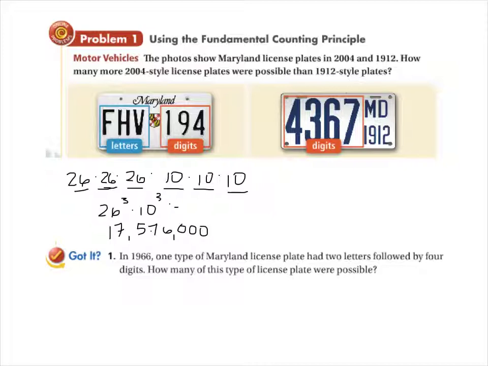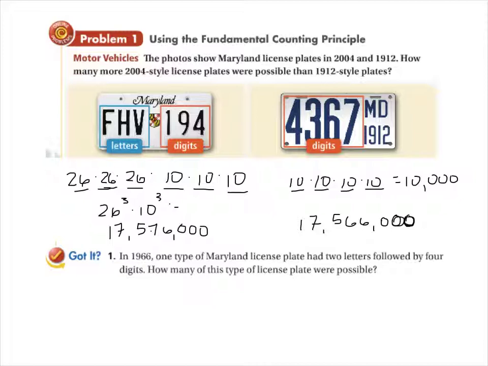Okay, what about just the 1912 plate? We only got the 4 digits, and they're all numbers. So it's 10 times 10 times 10 times 10, 10 to the 4th power, or 10,000. So if you subtract the 2, you're going to get 17,566,000. More license plates are possible now than were in 1912. Go ahead and try the other one.